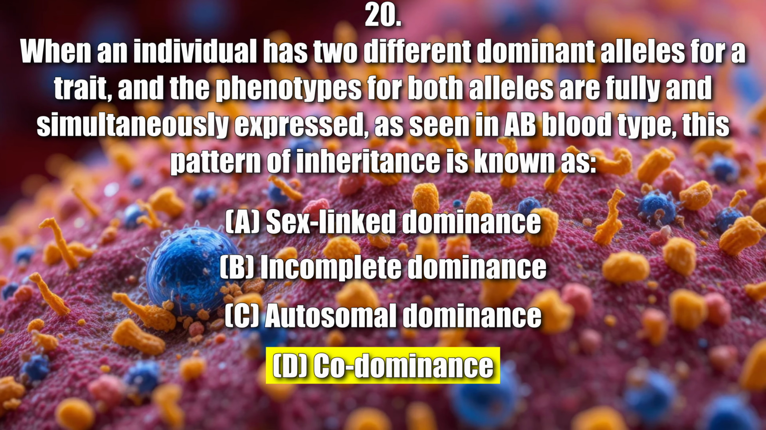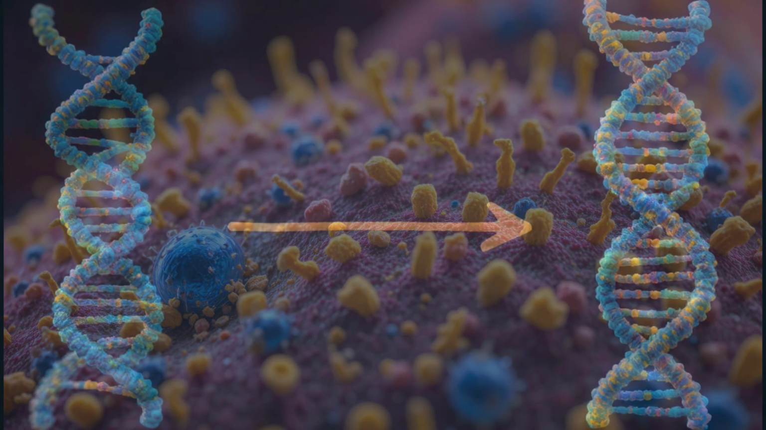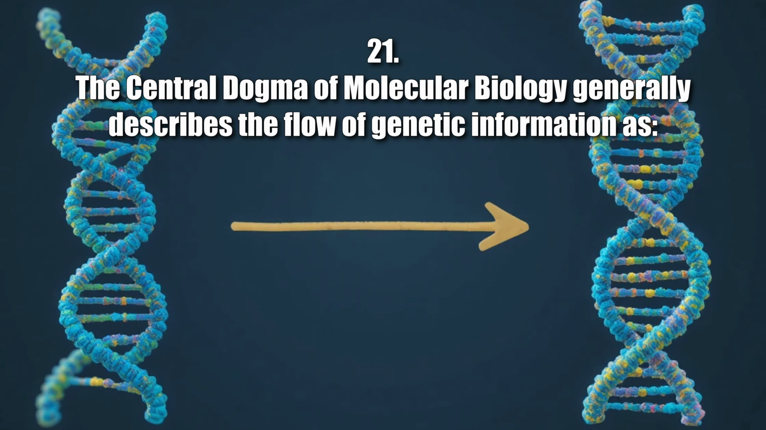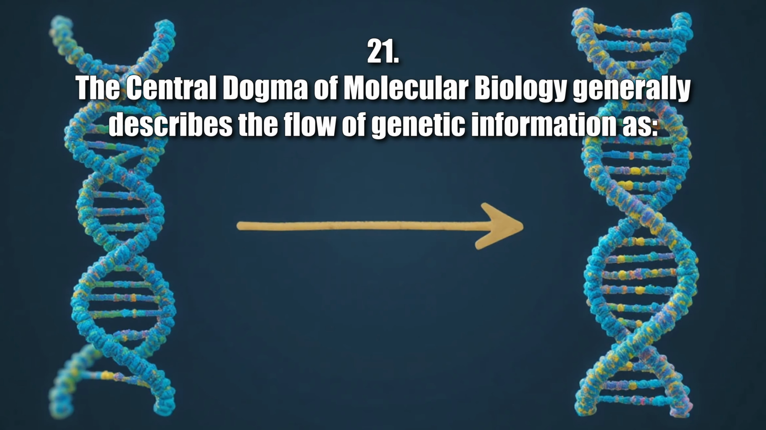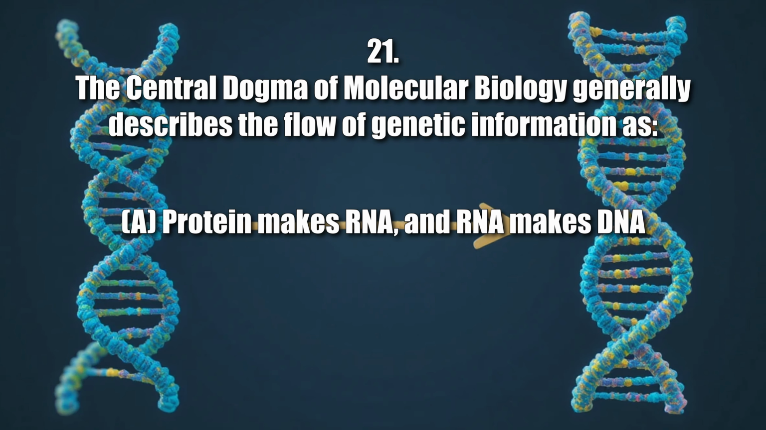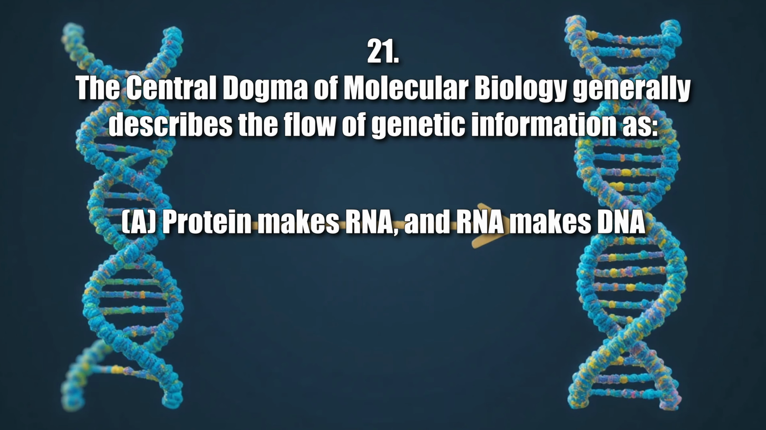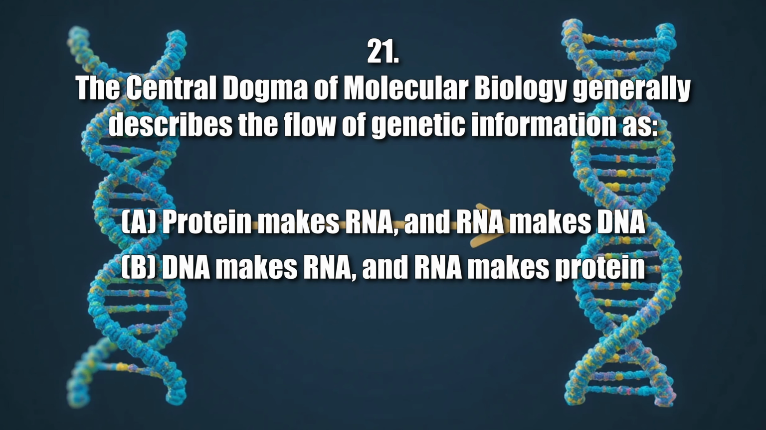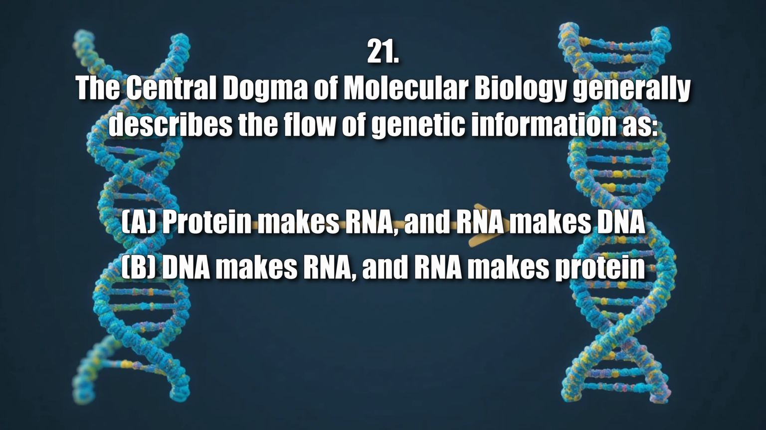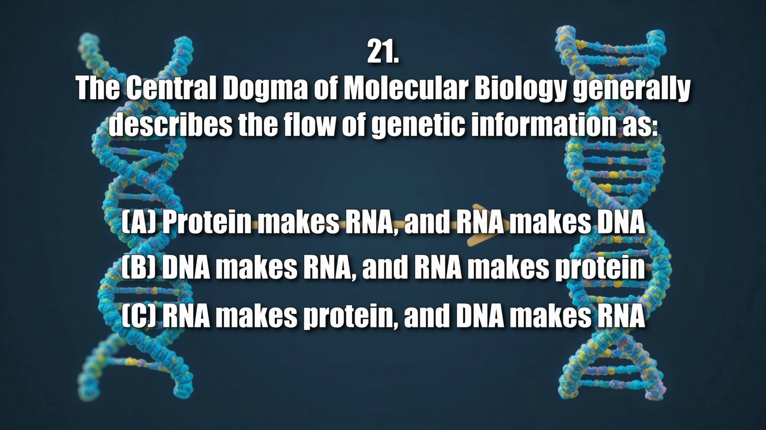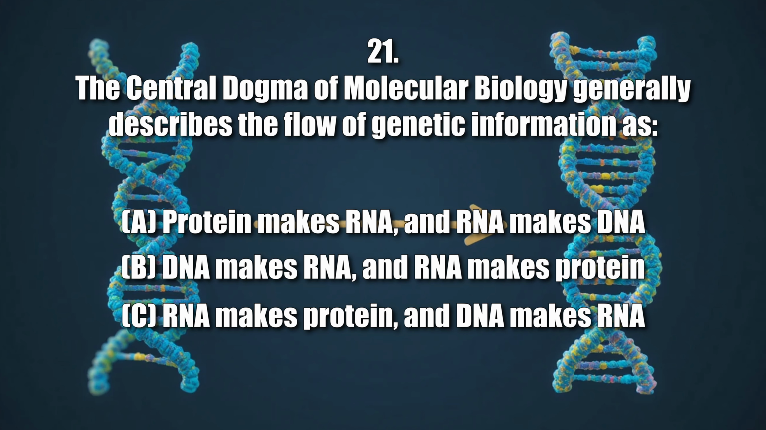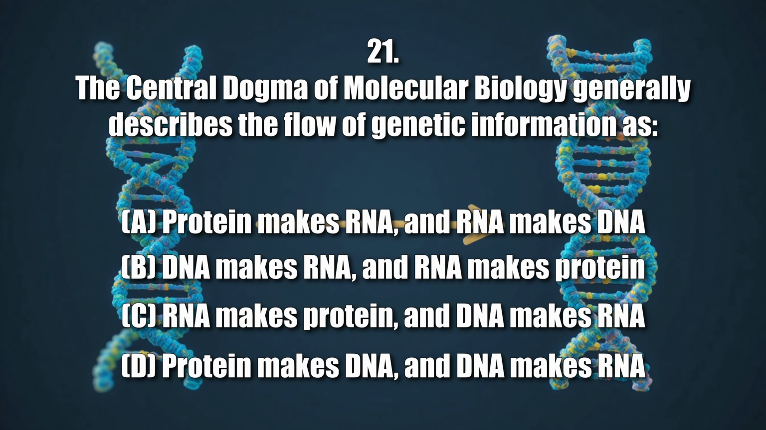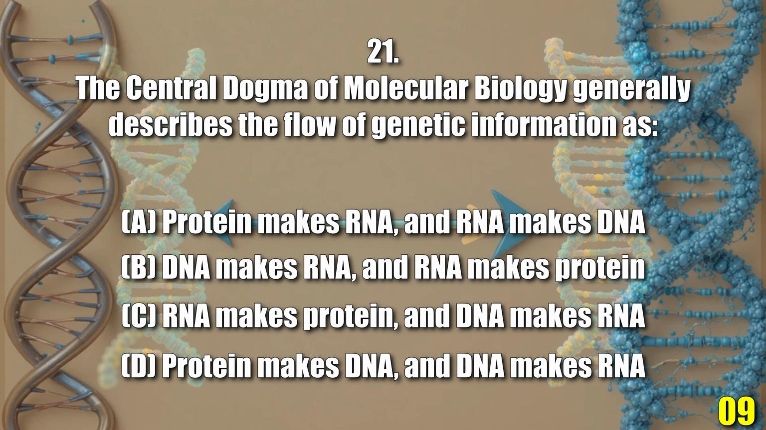The correct answer is D. Codominance. 21. The central dogma of molecular biology generally describes the flow of genetic information as A. Protein makes RNA, and RNA makes DNA. B. DNA makes RNA, and RNA makes protein. C. RNA makes protein, and DNA makes RNA. D. Protein makes DNA, and DNA makes RNA.